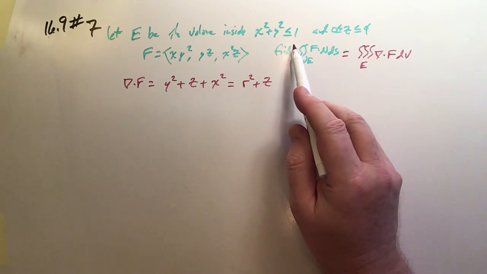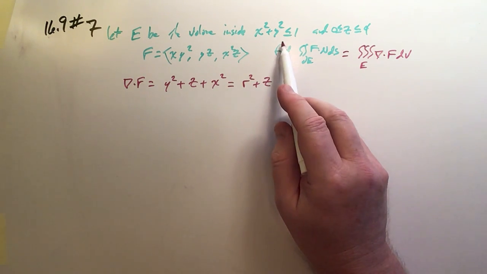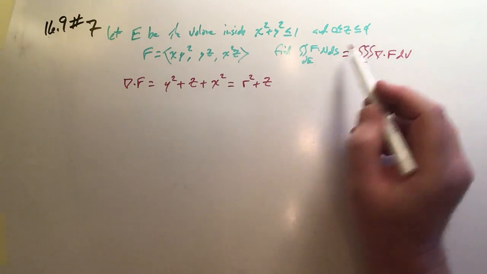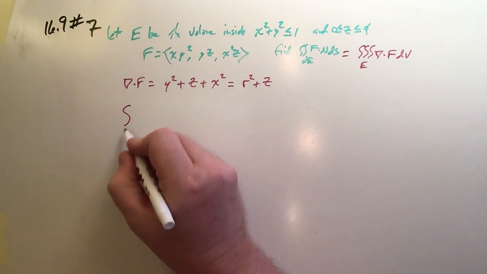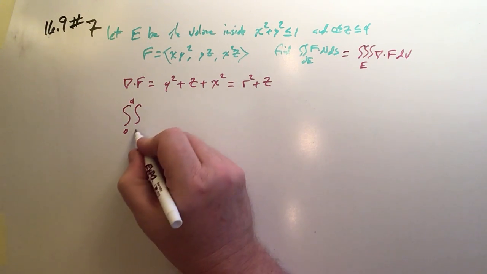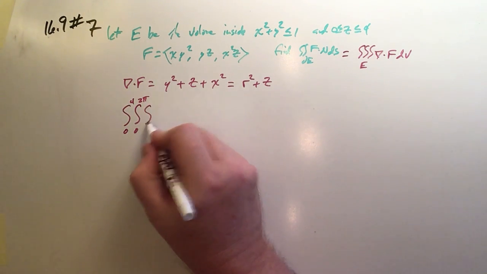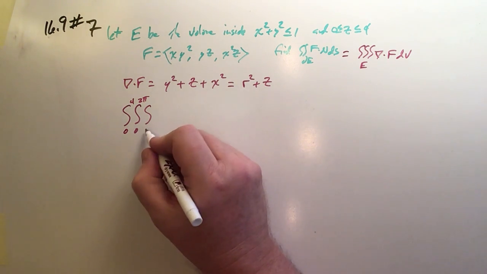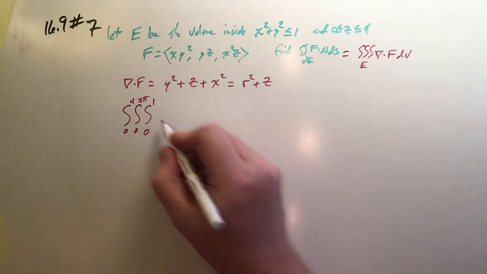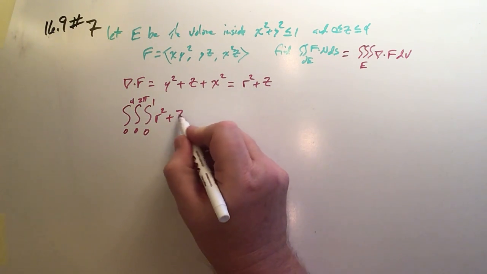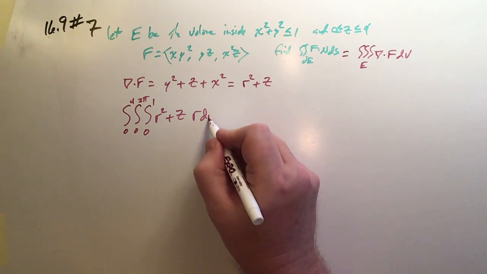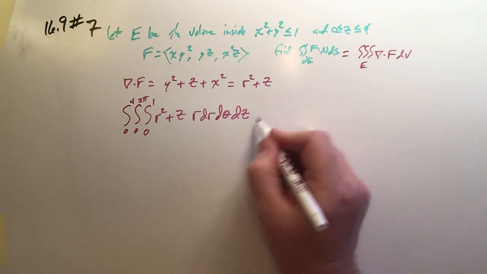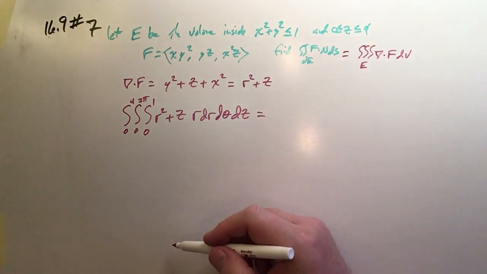And then our limits are going to be pretty easy. Theta goes from 0 to 2 pi, our radius goes from 0 to 1, and z goes from 0 to 4. So there it is, z from 0 to 4, theta from 0 to 2 pi, and our radius from 0 to 1, and it's r squared plus z, and then the Jacobian r dr d theta dz. So there it is, pretty easy to build.